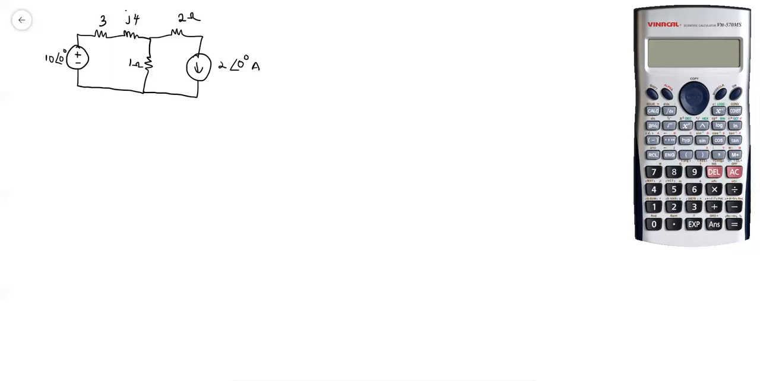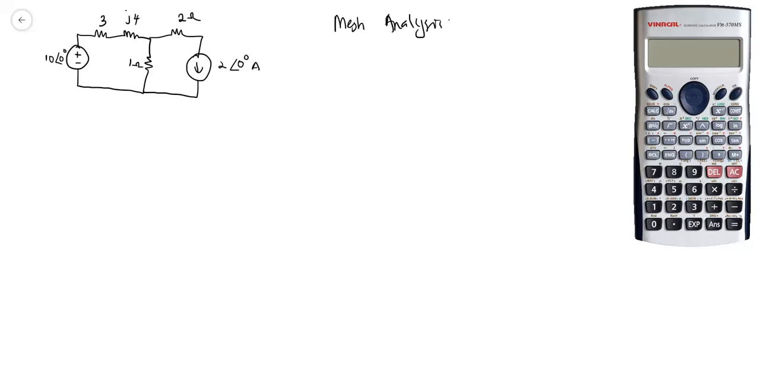Actually, if you look carefully, this circuit is similar to the circuit in the video that I have already made, and please refer to the video. Okay, so this is just an extra explanation on how to solve this by using mesh analysis. So this week we go for mesh analysis, and for the next week we go for nodal analysis.